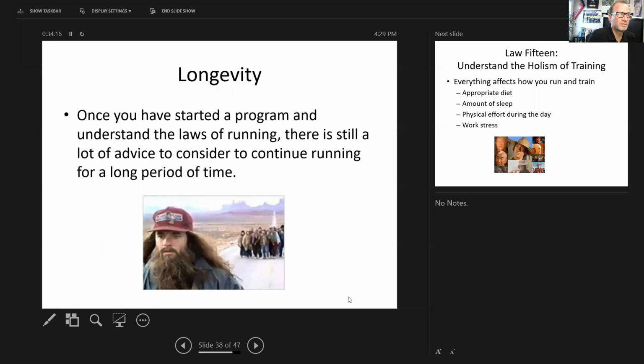Longevity: once you've started a program and understand the laws of running, there is still lots of advice to consider to continue running for a long period of time. So keep that in mind, that you're always looking for more information and you want to enjoy it.